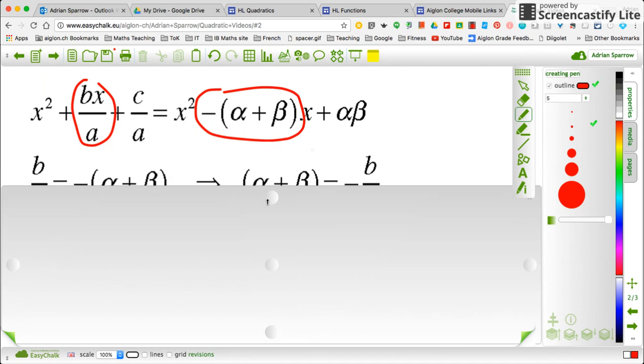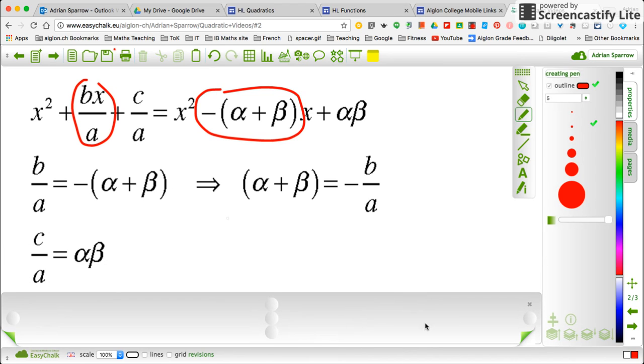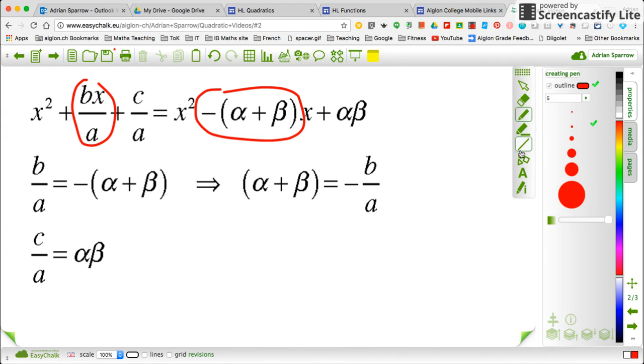So how am I going to write that out? Well, start off with the first one. b over a equals minus alpha plus beta. We'd rather write that as alpha plus beta equals minus b over a, which is the same thing. And c over a equals alpha beta. So that's basically where the sum of the roots will actually come from.